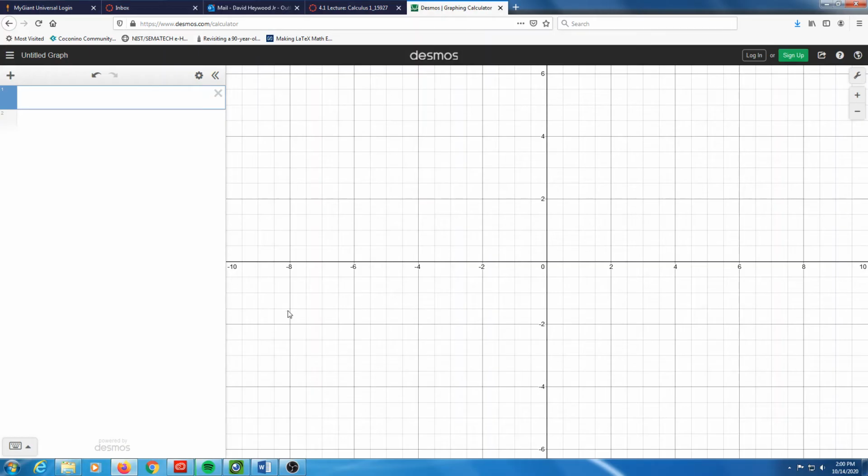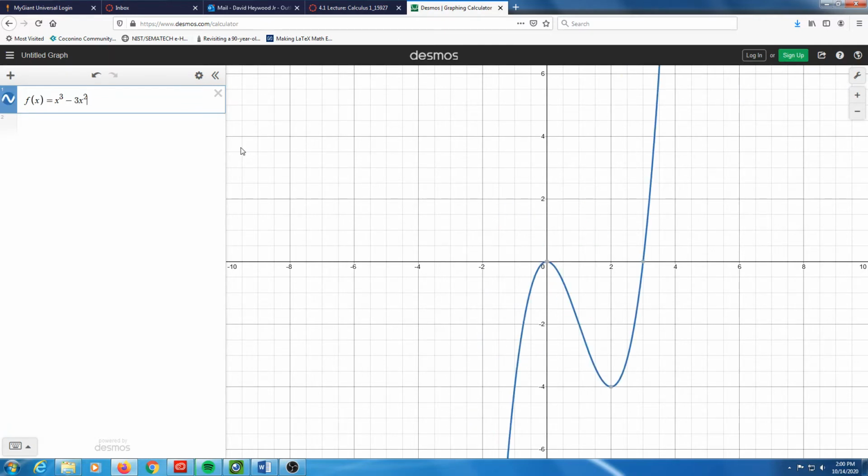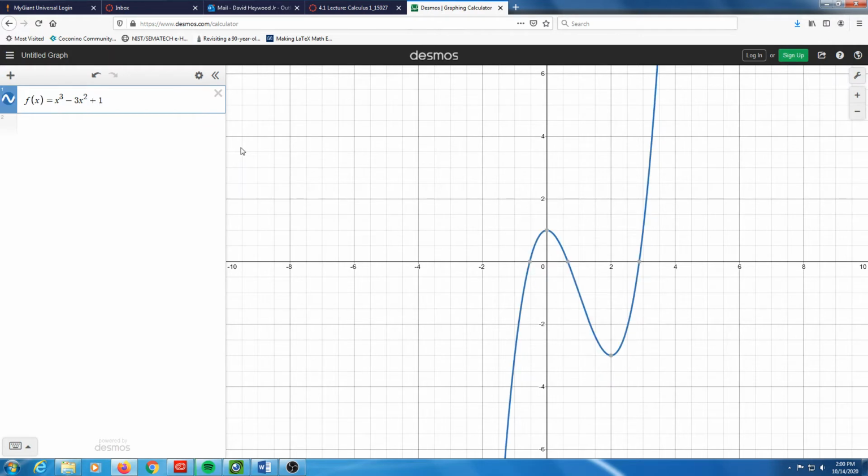to verify that what I came up with is correct. So let me put this in. F of x equals x cubed minus 3x squared plus 1.